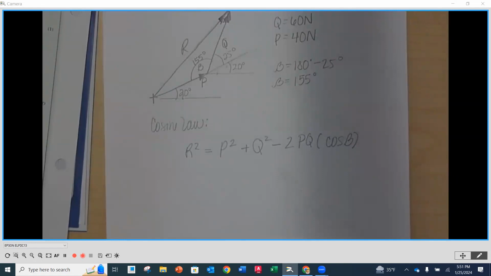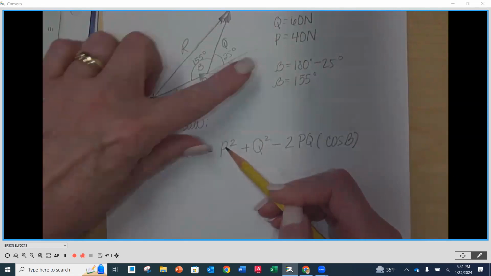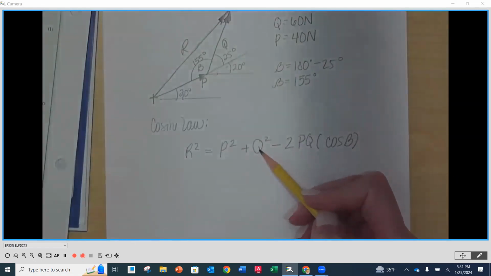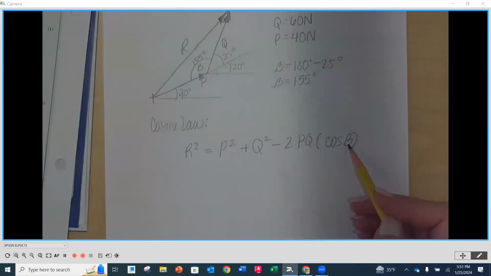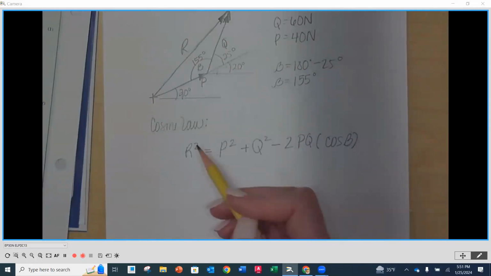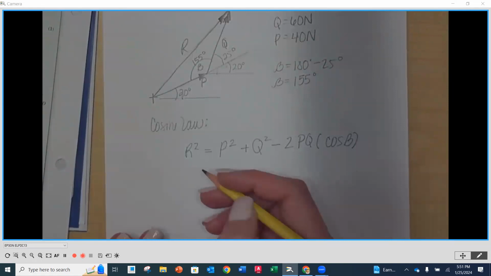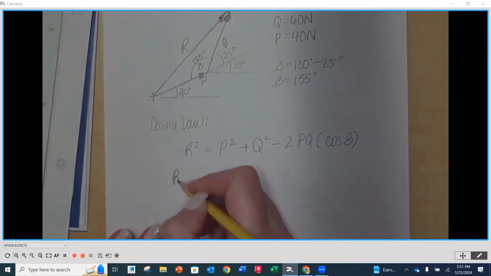Okay. Now let's look at what we know. We know the magnitude of P, right? We know it to be 40. We know the magnitude of Q. We know it to be 60. We know the magnitude of beta. So our only unknown is our R, right? Our resultant.